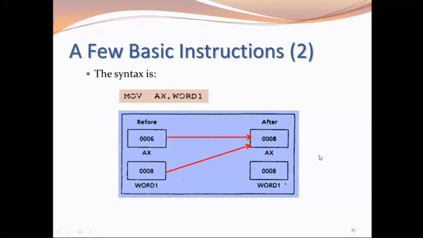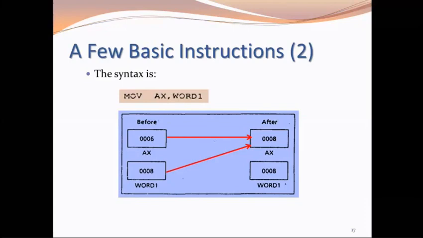Yes, sir. Taufik, you can take. For this instruction, we have MOV AX, word 1. So here our source is word 1, and the destination is AX, that means a register. Before execution, the value of register AX is 006, and the value of word, or memory, is 008. After execution, we can see the value of word is moved or transferred to the register, so it becomes 008, and the value of word, or memory, remains the same as we are copying.